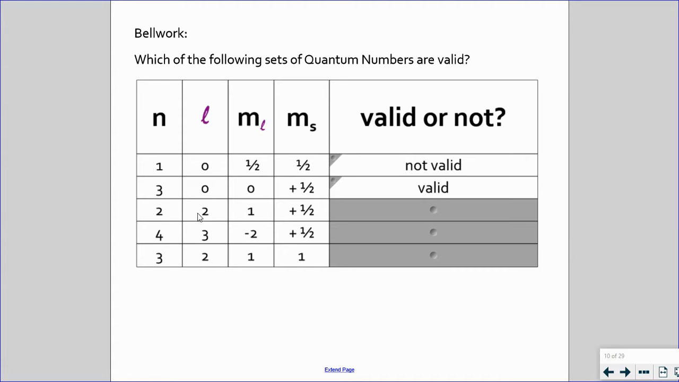Next question, energy level 2. Can we have a secondary quantum number of 2 if the energy level is 2? No, it's impossible. The values of L do not go past n minus 1. So the highest value of L would be 1.